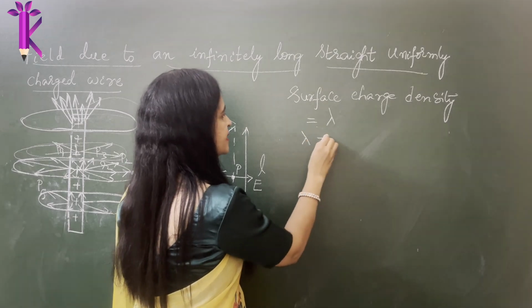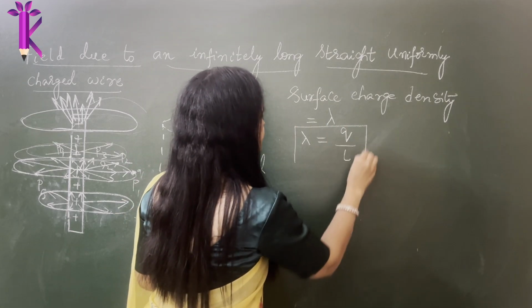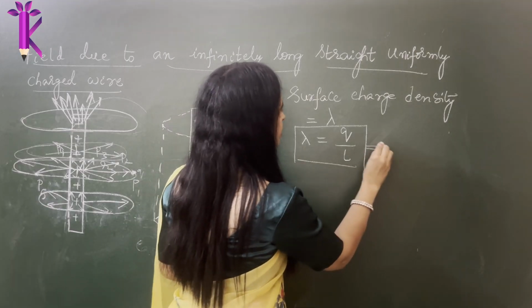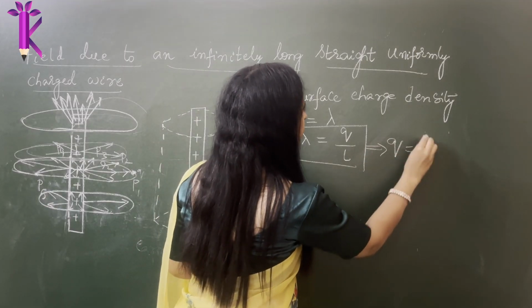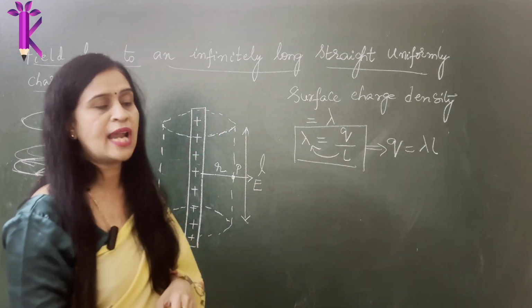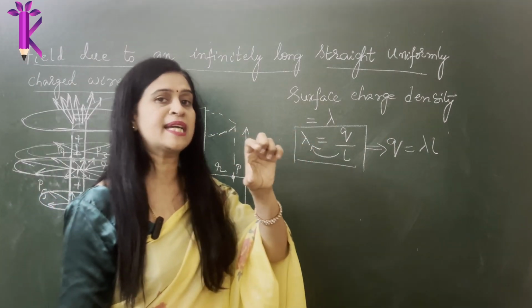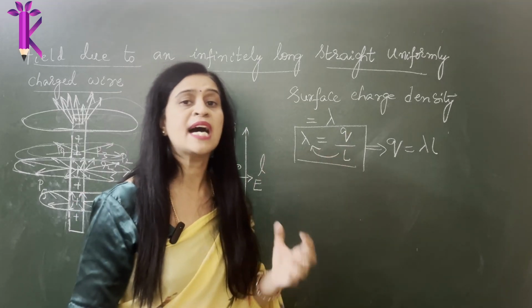Surface charge density is charge per unit length of the wire, right? So this is the definition. This also implies Q can be written as lambda into L. You can just cross multiply and write it as Q is equal to lambda into L, where lambda is the charge density. So per unit length of the wire, what is the amount of charge accumulated?